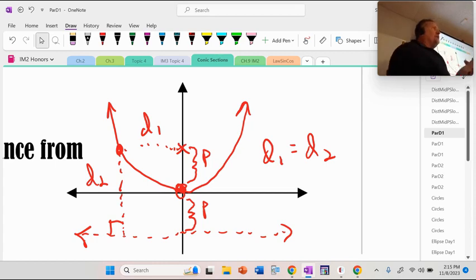Now, how do you get the distance to a line? You draw a perpendicular to it. That's the shortest distance. If I went slanted here, that'd be longer, because that's not a perpendicular. So these two distances, D1 and D2, are equal.